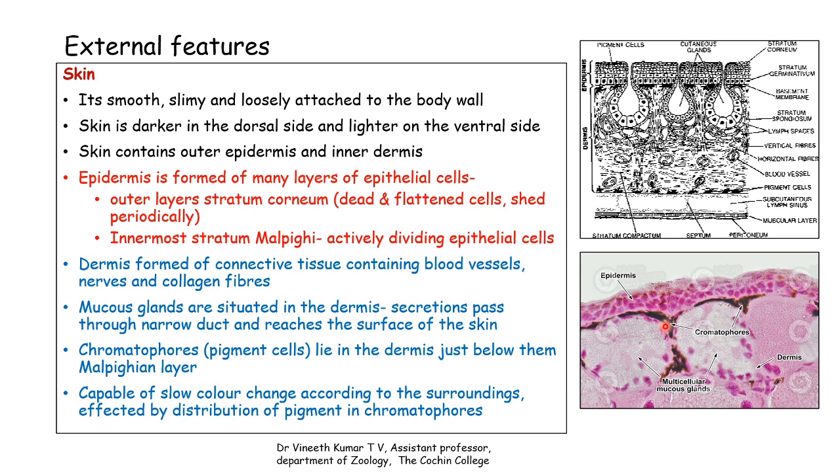And when they are in a lighter environment, all the cells will be scattered in the dermal layer. When they need a darker color, all the chromatophores come just beneath the Malpighian layer of the epidermis, so that they have a darker shade. All the pigment cells are concentrated at a particular layer, and when they need a lighter shade, they will be distributed throughout the dermis, so that the shade becomes lighter. So that is how they adjust their color. So this is the skin and the structures associated with the skin.